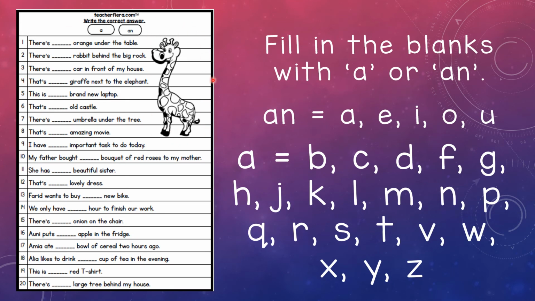Okay, let's look at this handout. Ada gambar giraffe with a giraffe. Fill in the blanks with a or an. Isikan tempat kosong dengan a or an. Okay, remember, an is used with A, E, I, O, U. The others are used with a. Ready? Pause this video so you can do the handout.